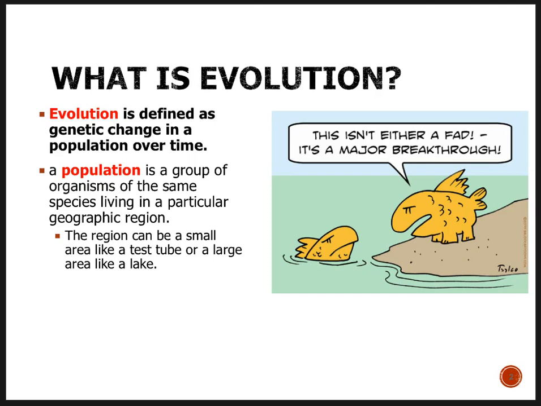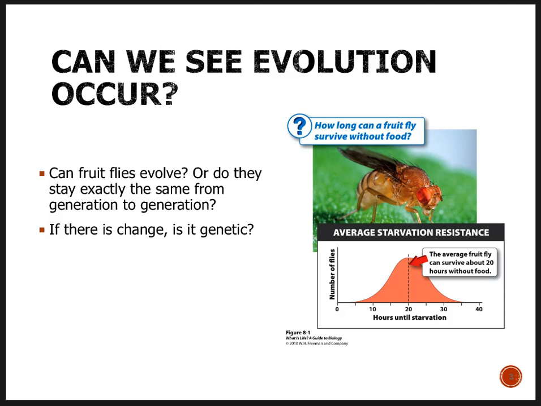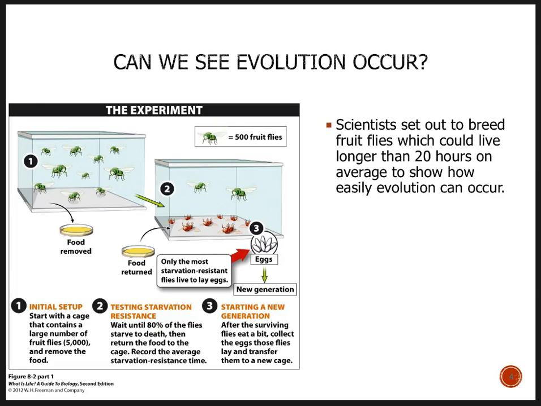A lot of people who are unfamiliar with evolution say things like, "Well, we've never seen evolution occur, so how can it be real?" But the truth is that we can see evolution occurring, and your book does a really good job with an example of a study, stepping you through exactly how they set up this study showing that evolution can in fact occur in fruit flies. So how does this happen? And how is this happening between generations? And is the change genetic? All of these things are really important questions to be asking. And hopefully, as I explain this study to you, it will make sense. So let's get into the details of this experiment.